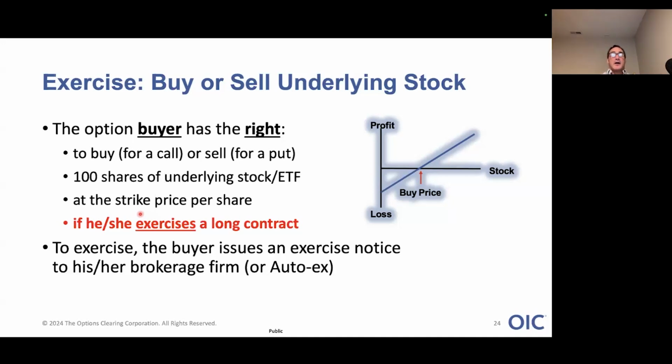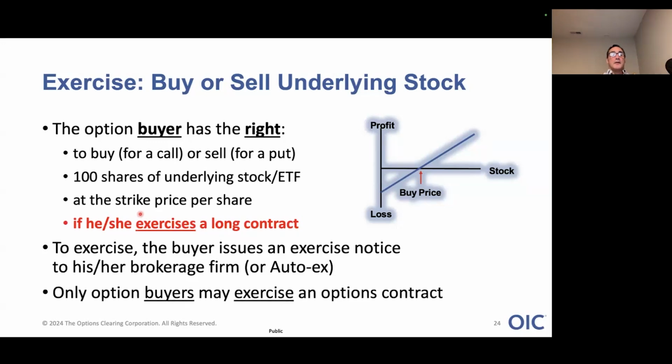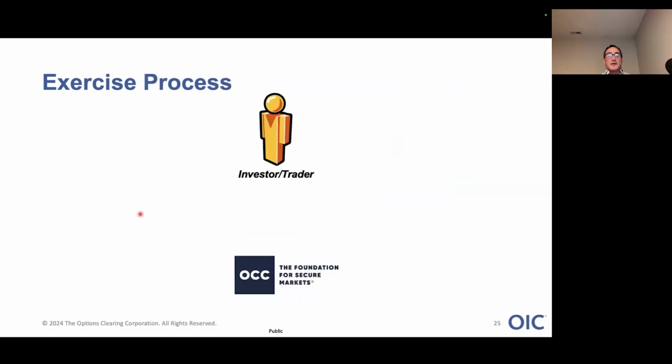About 6% of contracts are ever actually exercised, and the remaining 22% of contracts expire without value. So just know that the majority of options traders have no interest in exercising their contracts. They're just trading the options to position themselves for a bullish, bearish, or neutral move with no interest in exercising those contracts. Only option buyers can exercise an options contract. If option buyers choose to exercise contracts, sellers get assigned. So let's look at that process.